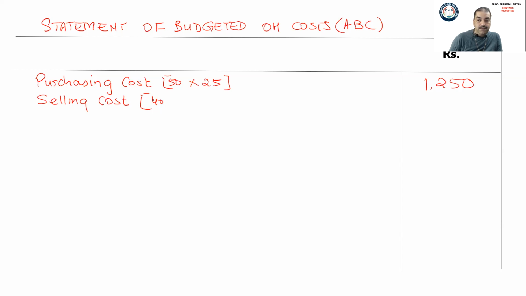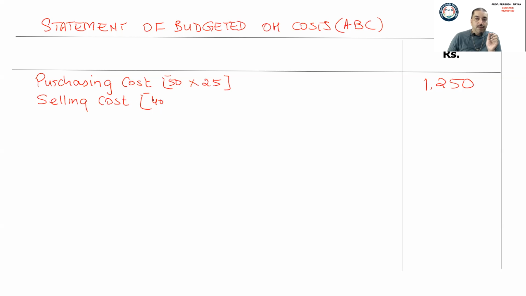Tell me how many batches will be there? Total number of units is how much? Output is 15,000 units. Production batch size is 100 units per batch.